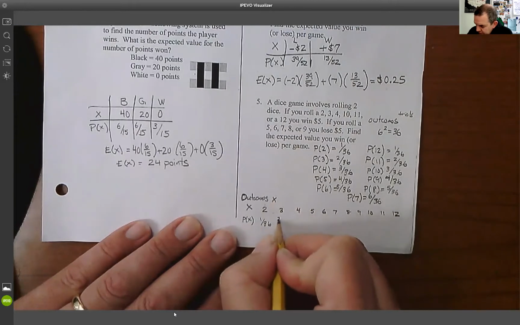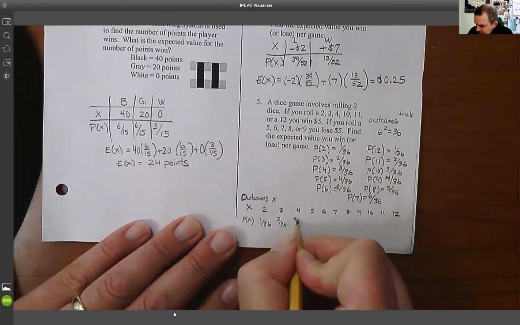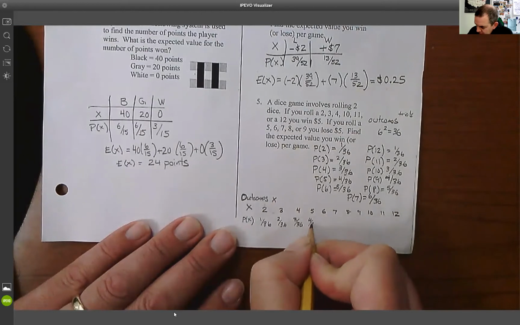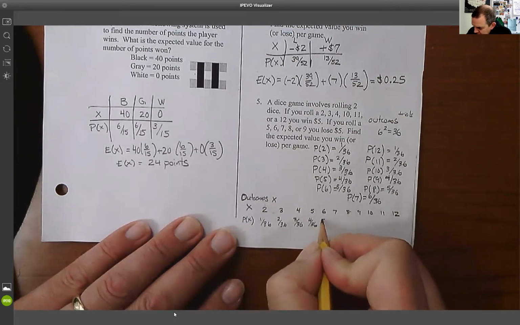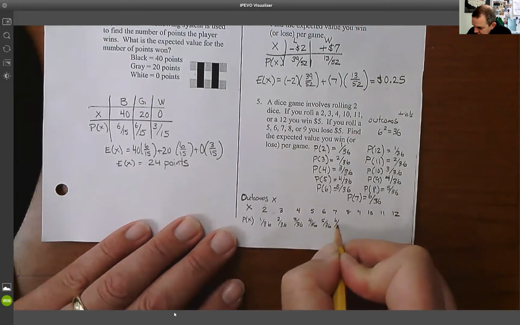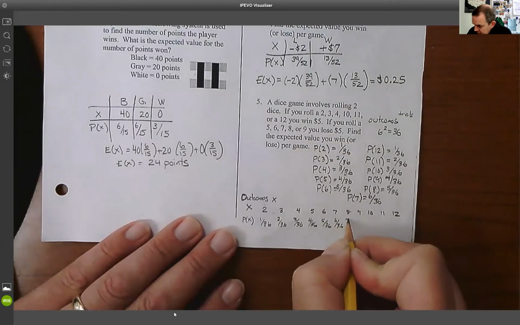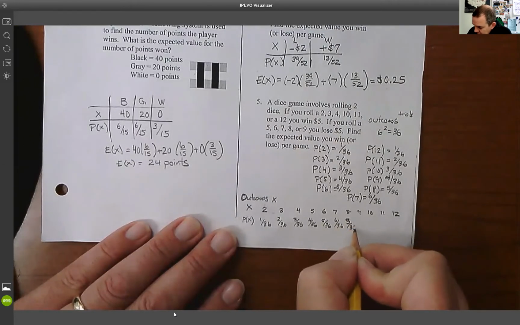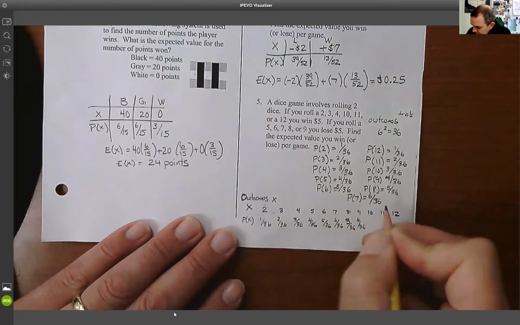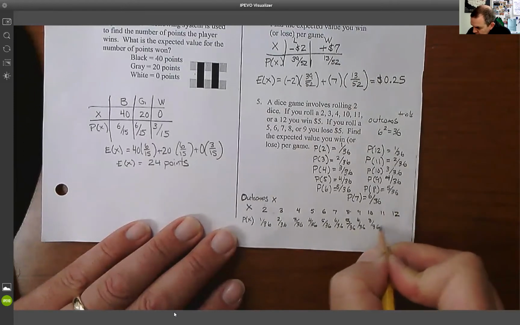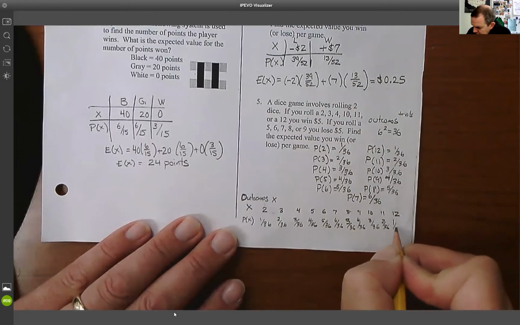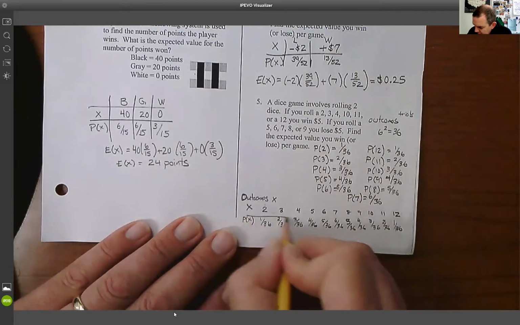There's a 1 out of 36, 2 out of 36, 3 out of 36, 4 out of 36, 5 out of 36, 6 out of 36, 7 out of 36, 5 out of 36, 4 out of 36, 3 out of 36, 2 out of 36, and 1 out of 36. Okay, so those right there are all my probabilities.